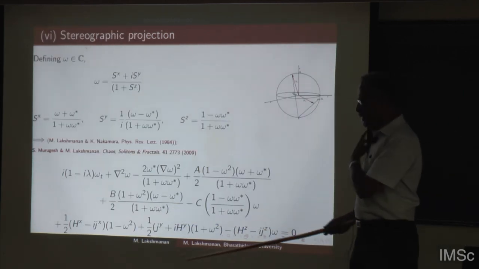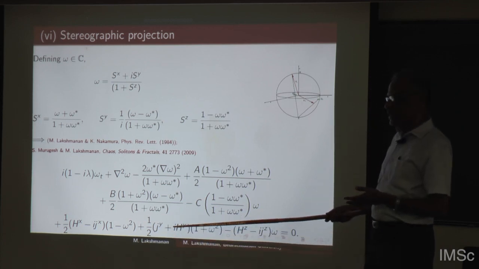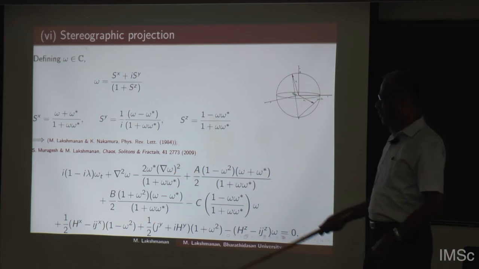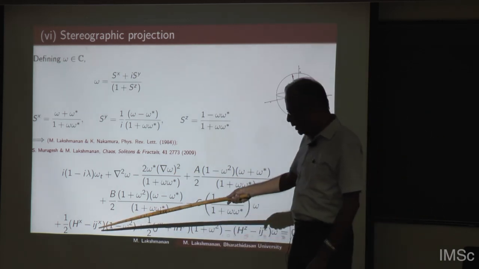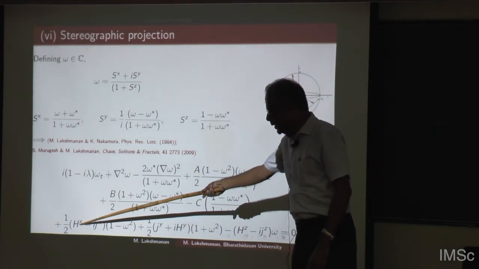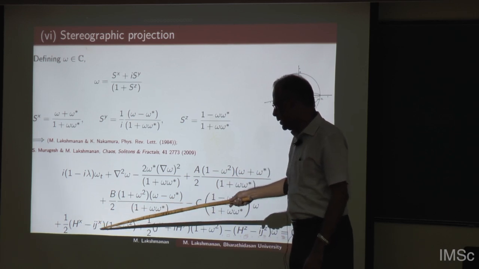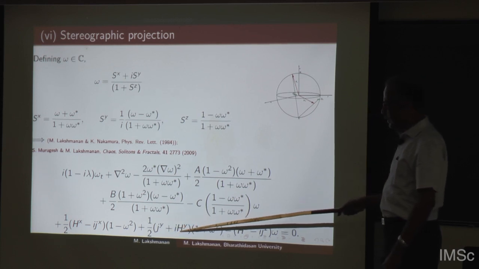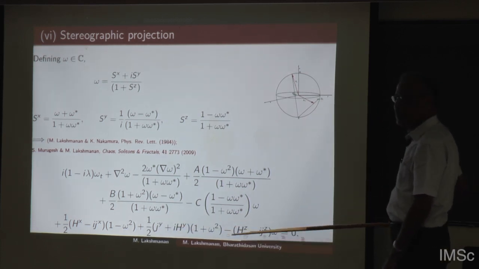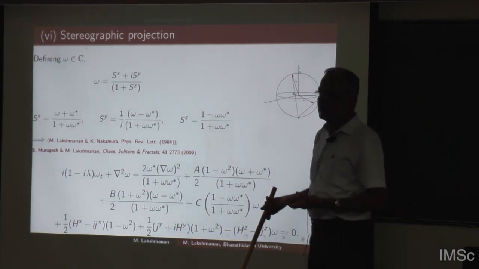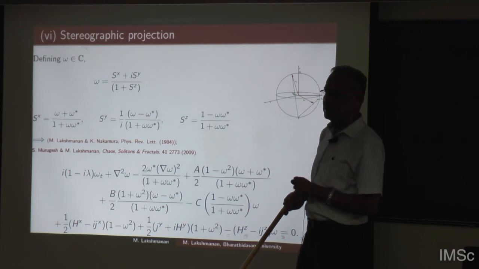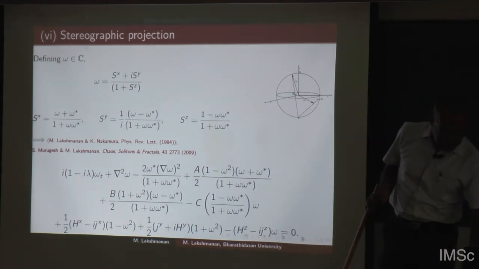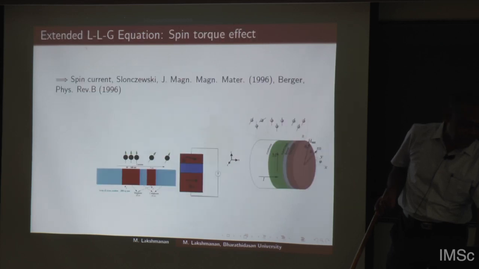So, if you write the Landau-Lifshitz-Gilbert-Slonczewski equation in the stereographic form, you find the effect of the spin current is to simply change h to h minus i jx, j to hy to this form, and hz to this form. So, even if you don't have external magnetic field, there is an effective magnetic field. So that is the arrangement that happens.